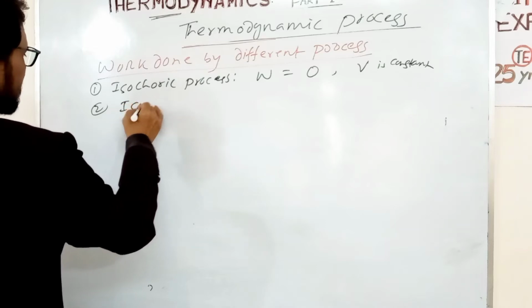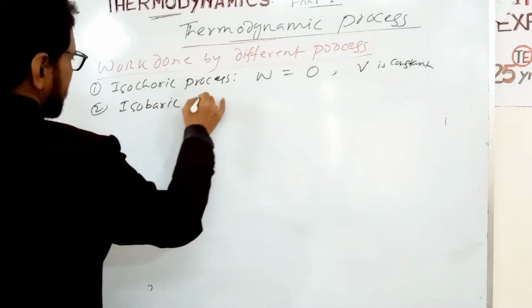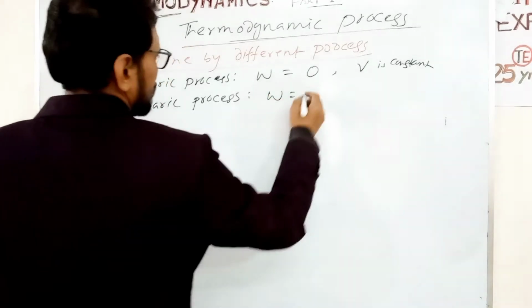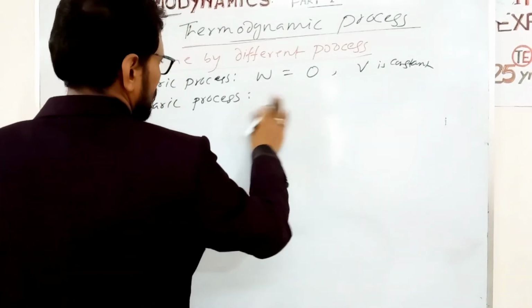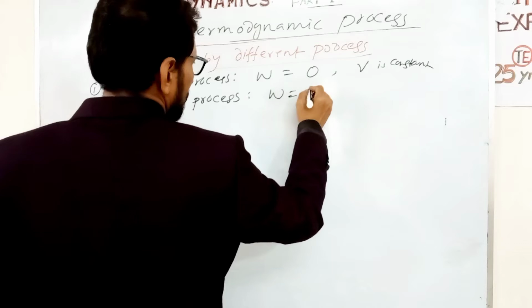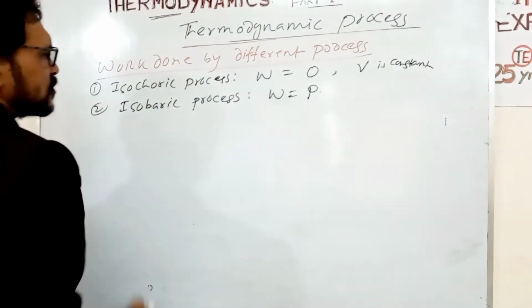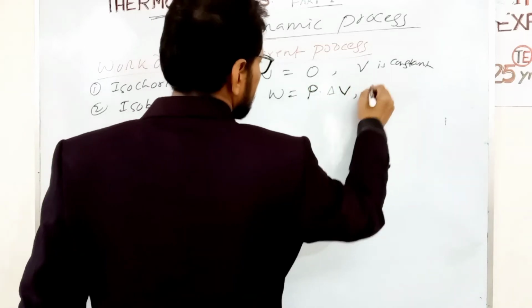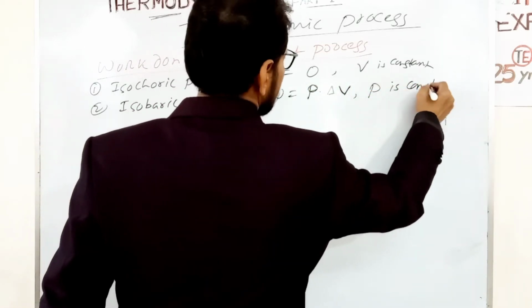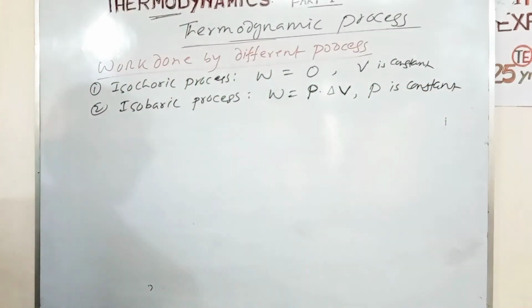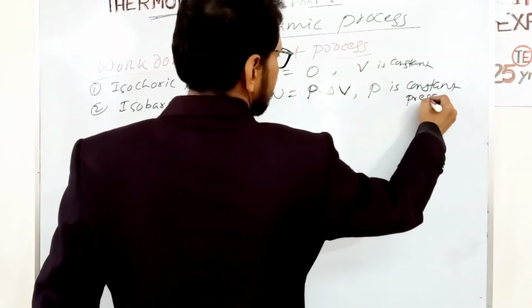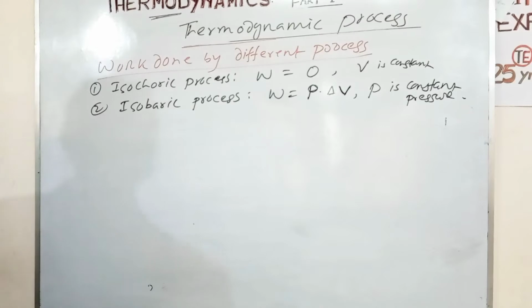And in the isobaric process, work done equals constant pressure P into del V. Isobaric means pressure remains constant, P is constant pressure.